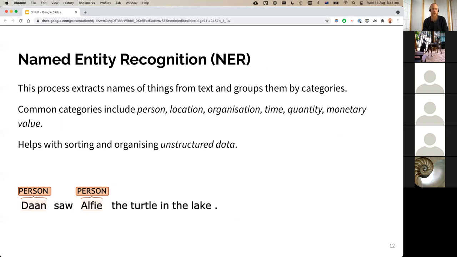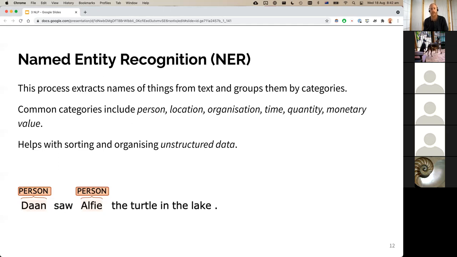So it can also be used to sort and organize unstructured data, so data that doesn't have an internal structure or kind of rigorous storage structure, into a structured data format. So something that might be more easily represented in something like a relational database. So we could deconstruct this example sentence, Dan saw Alfie the turtle in the lake, and store that information in a table that's had, say, listed the people. So person 1, Dan, person 2, Alfie.